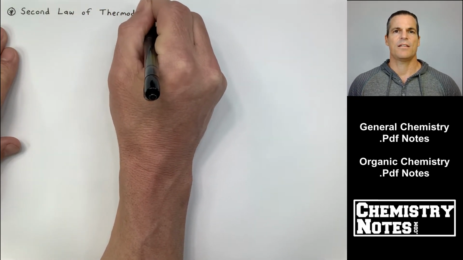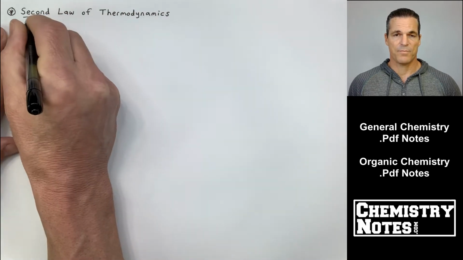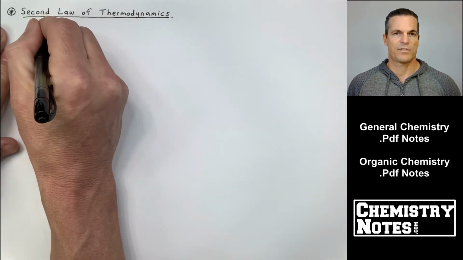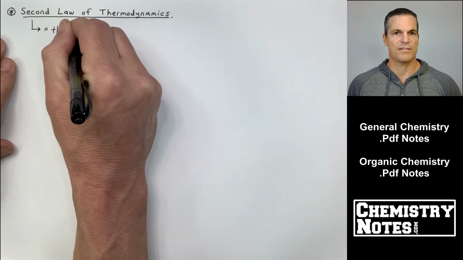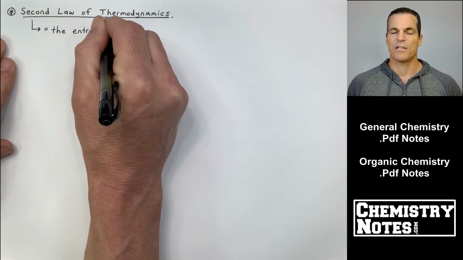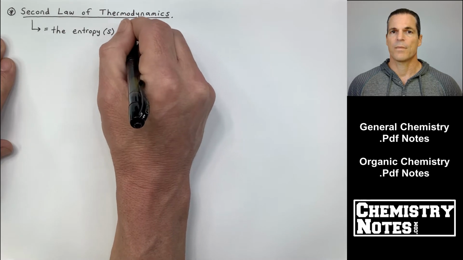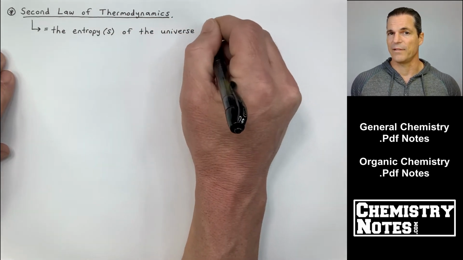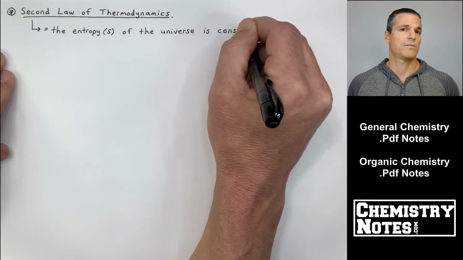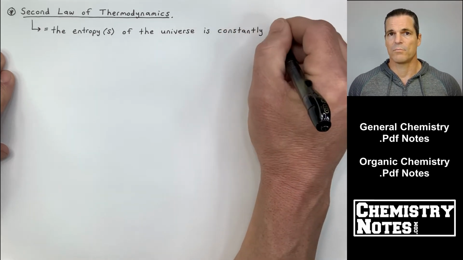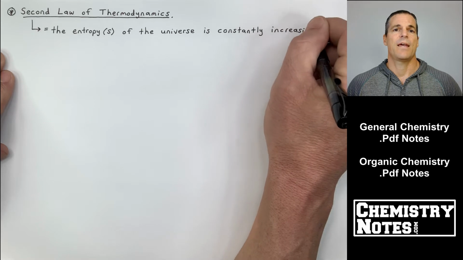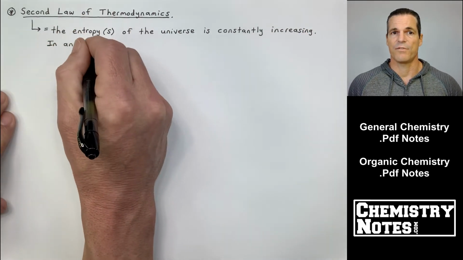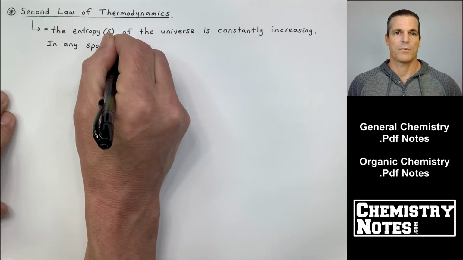Section 16 is spontaneity, entropy, and free energy. At the end of the last video, we were starting to talk about entropy, S, or delta S, the change in entropy. Entropy is the measure of the disorder or the randomness of a certain event, a certain chemical reaction, a certain process, etc. At the end of that video, I mentioned that we would start with the second law of thermodynamics, and that's what we're going to do.